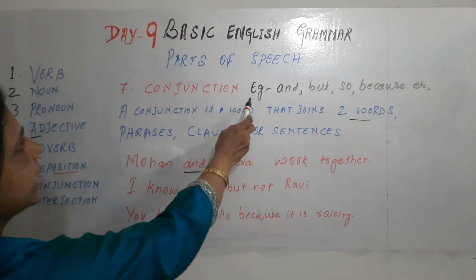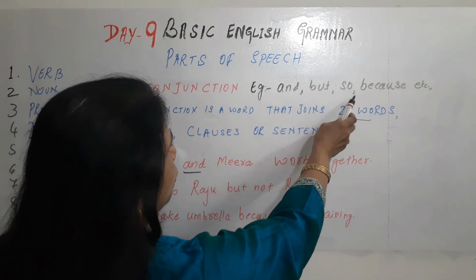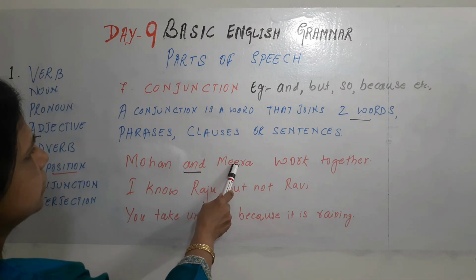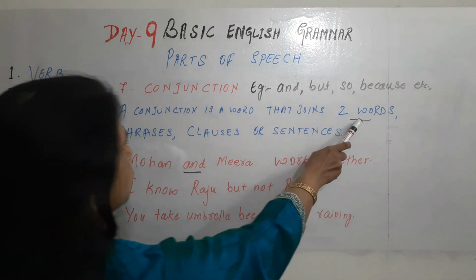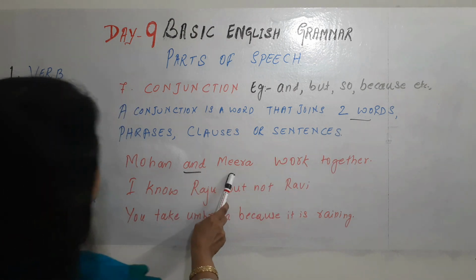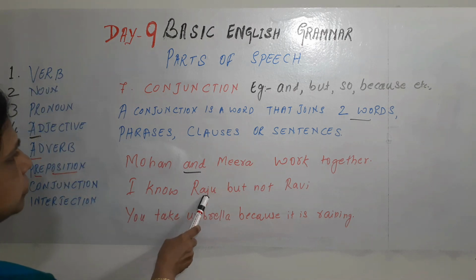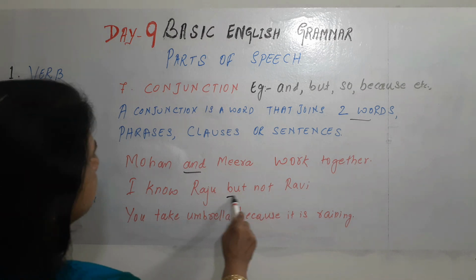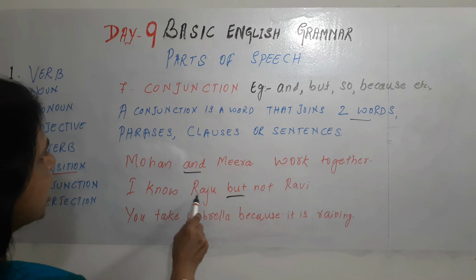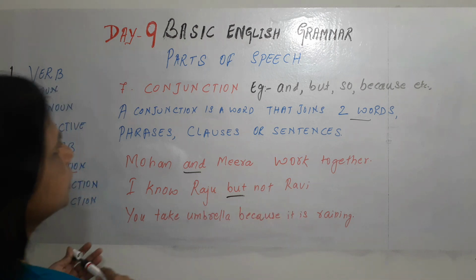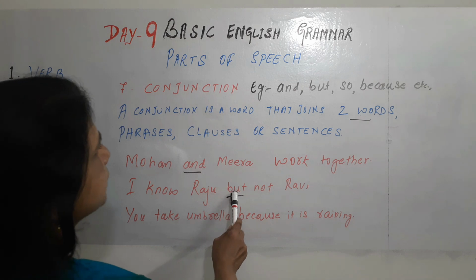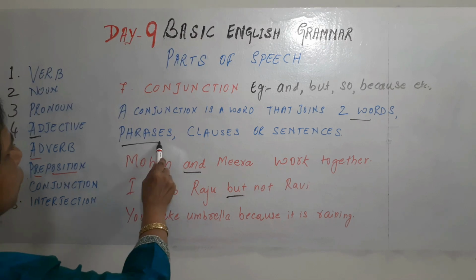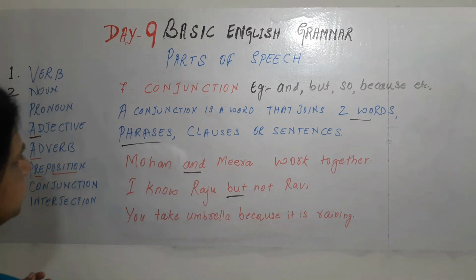Here we have seen examples: and, but, so, because. So Mohan and Meera work together, joining two words, Mohan and Meera. I know Raju, but not Ravi. Here, but is a conjunction which is joining two phrases, we can say.